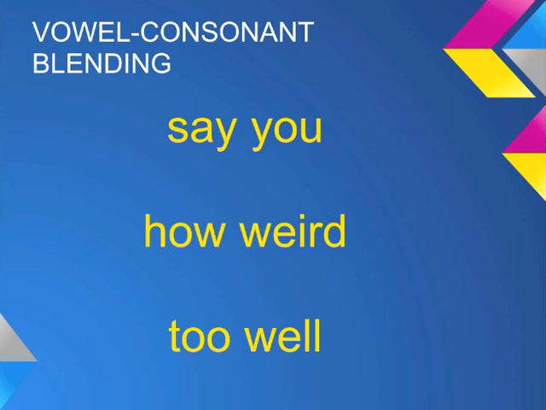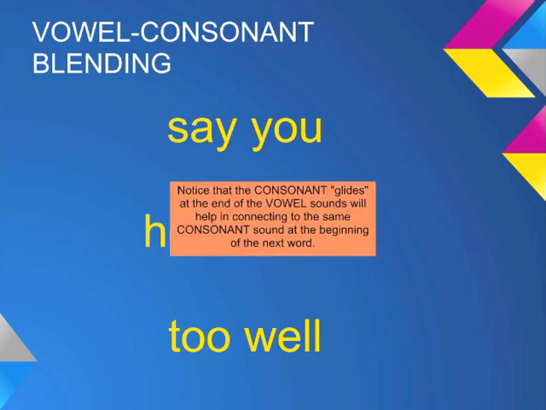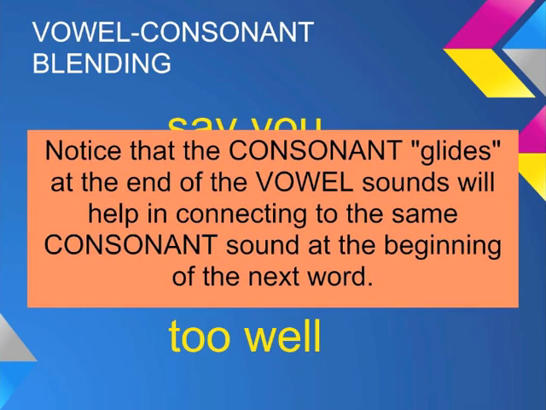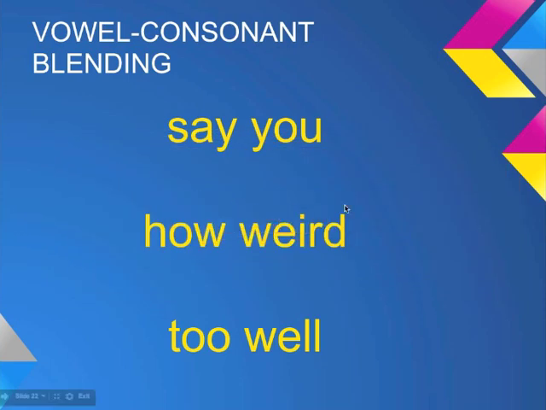With vowel-consonant blending, again, we will use those glide sounds to help connect the words. So again, think about the glides we discussed in the earlier part of the video. These will help in connecting to that sound at the beginning of the next word. So now let's try them. Say you. Say you. How weird. How weird. Too well. Too well.